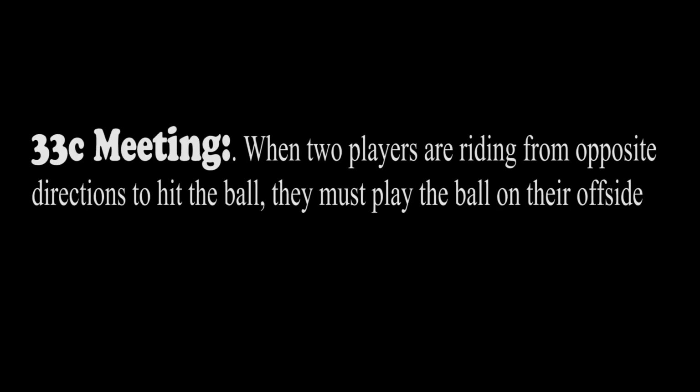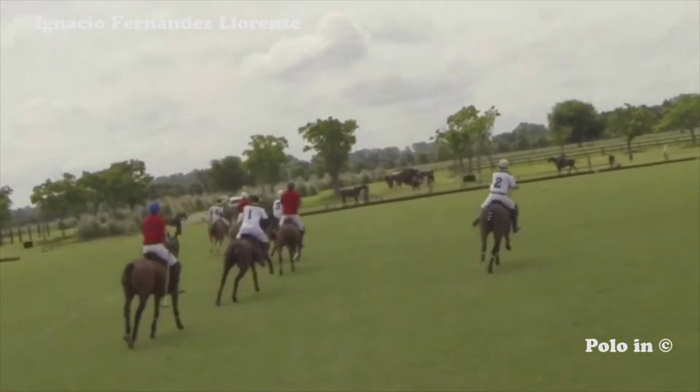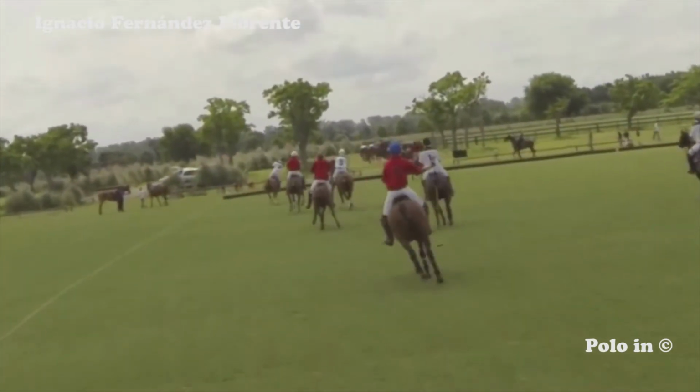33C. Meeting. When two players are riding from opposite directions to hit the ball, they must play that ball on their offside. When two players are going to meet the ball, it is mandatory that both play on their offside. We'll see some examples to understand this.